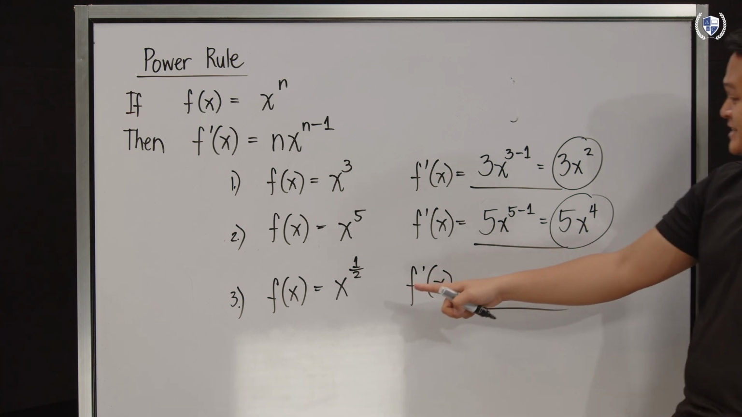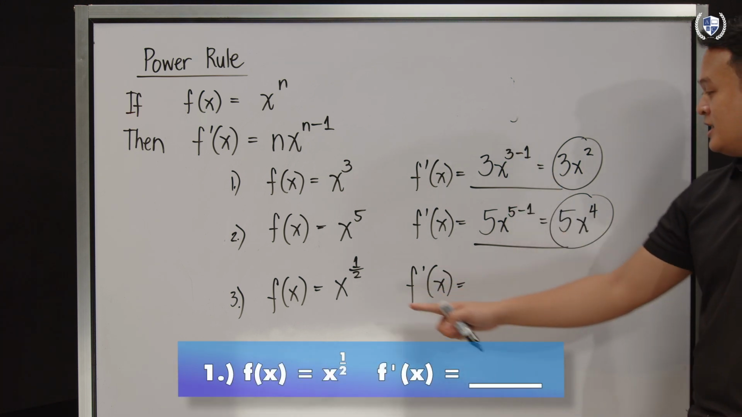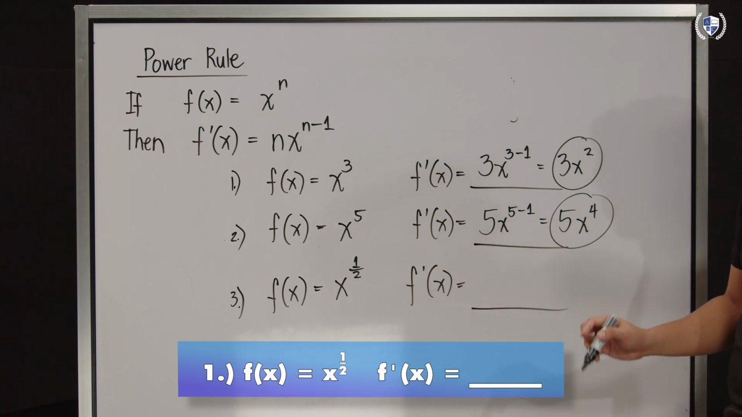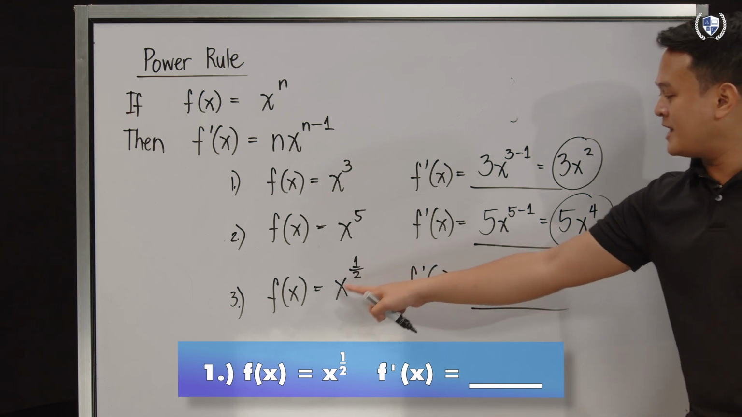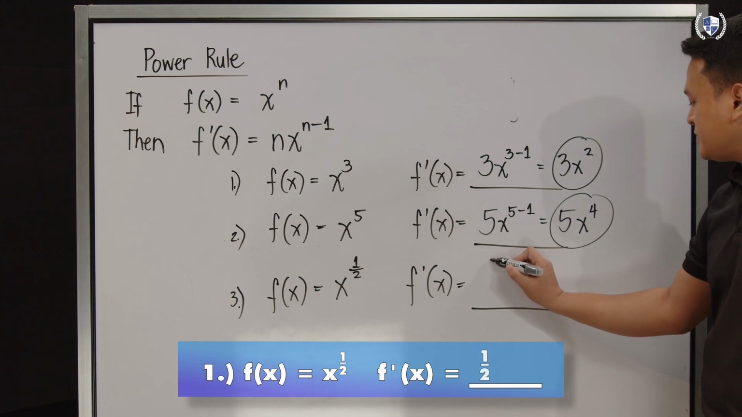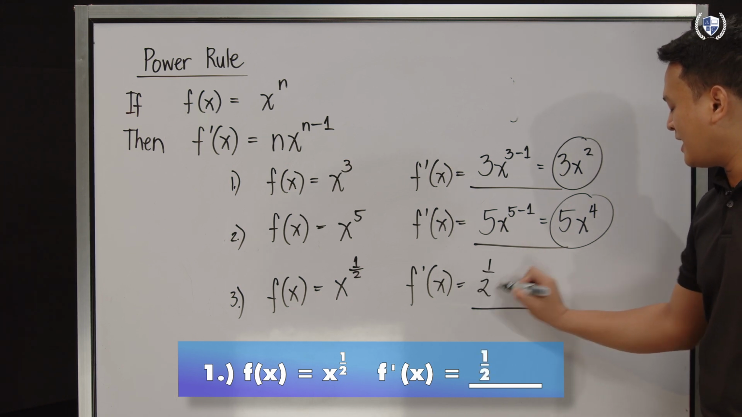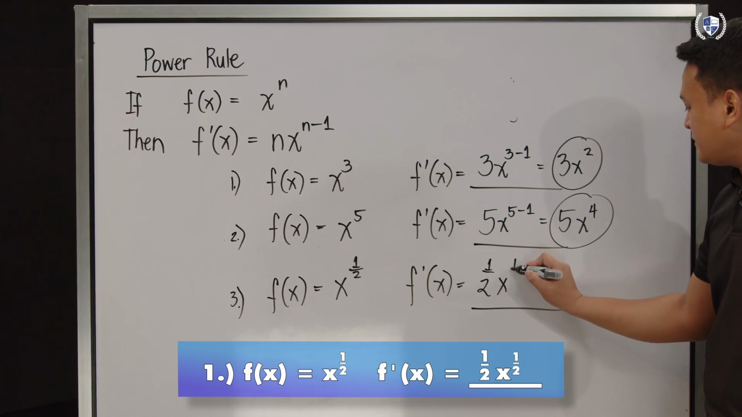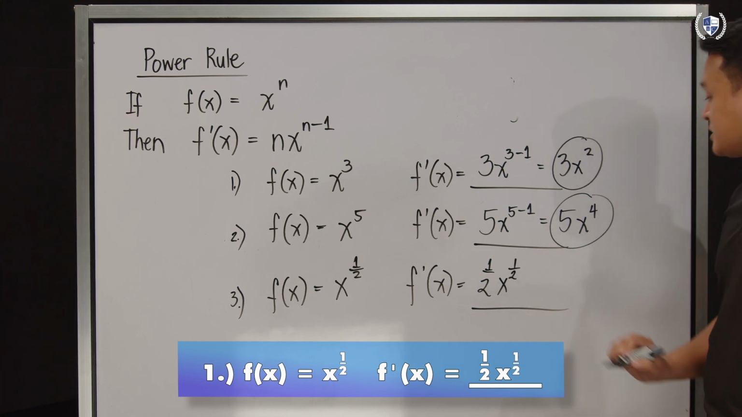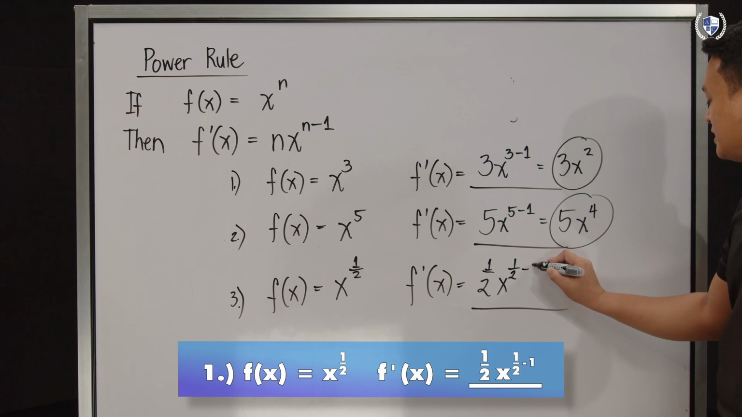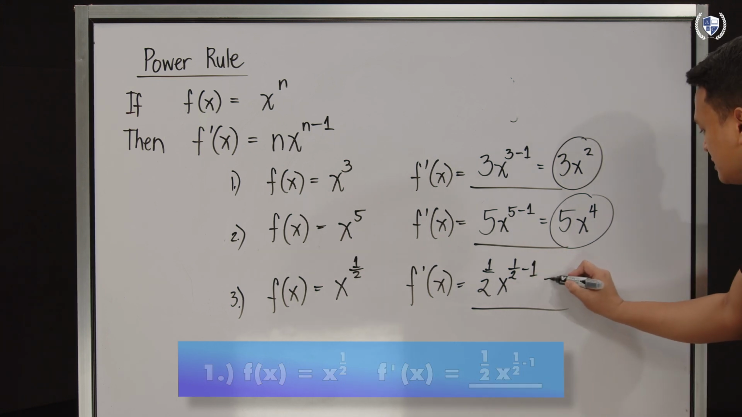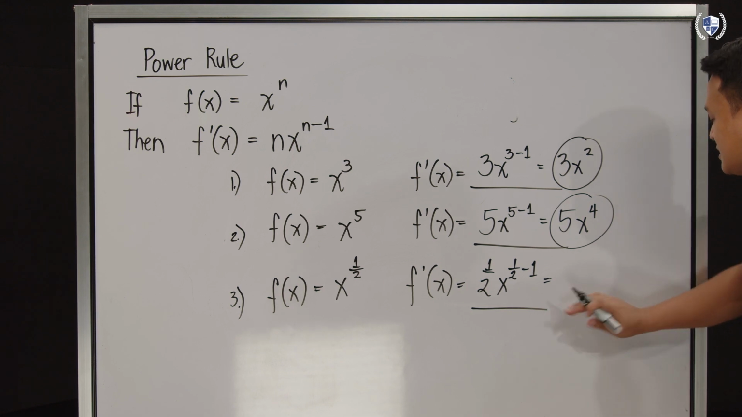For our last example, para dito sa rule na to, let's say your f of x is equal to x raised to 1/2. Anong gagawin natin? First step, ibaba natin si 1/2 as your coefficient. So, 1/2. And then, write your x. Yun nga lang, si 1/2 na original niyang exponent, mag-subtract tayo doon ng 1. Yun nga lang, hindi ganun kasimple to kasi we need to simplify this further.